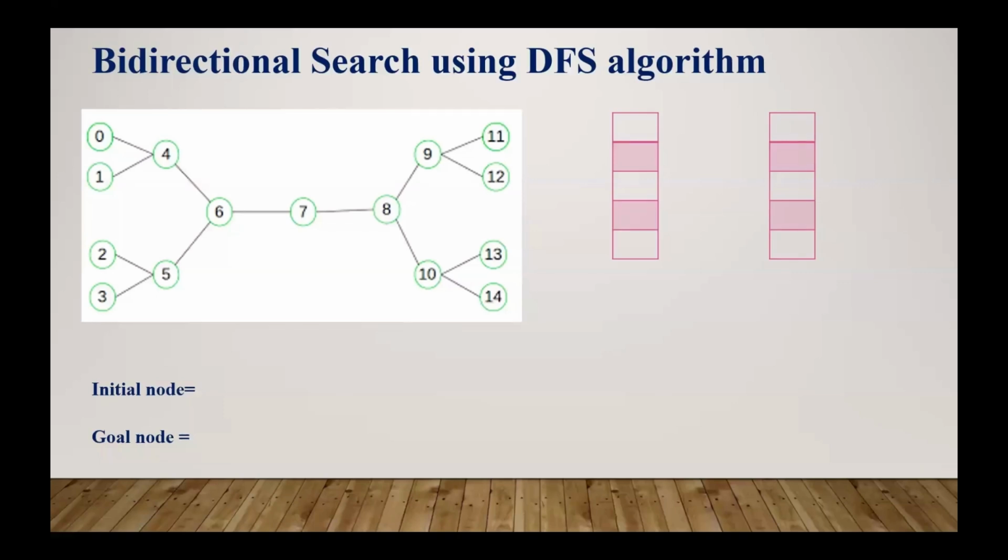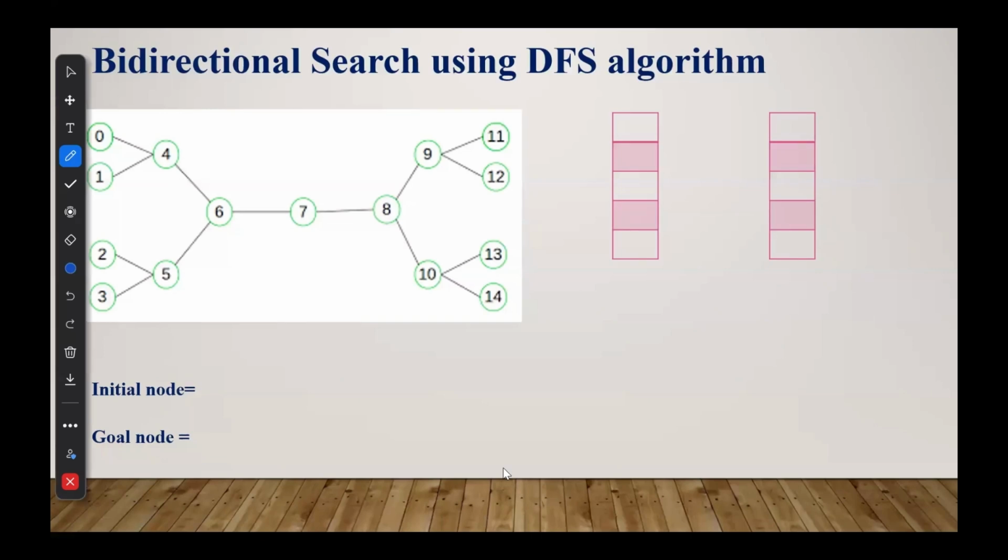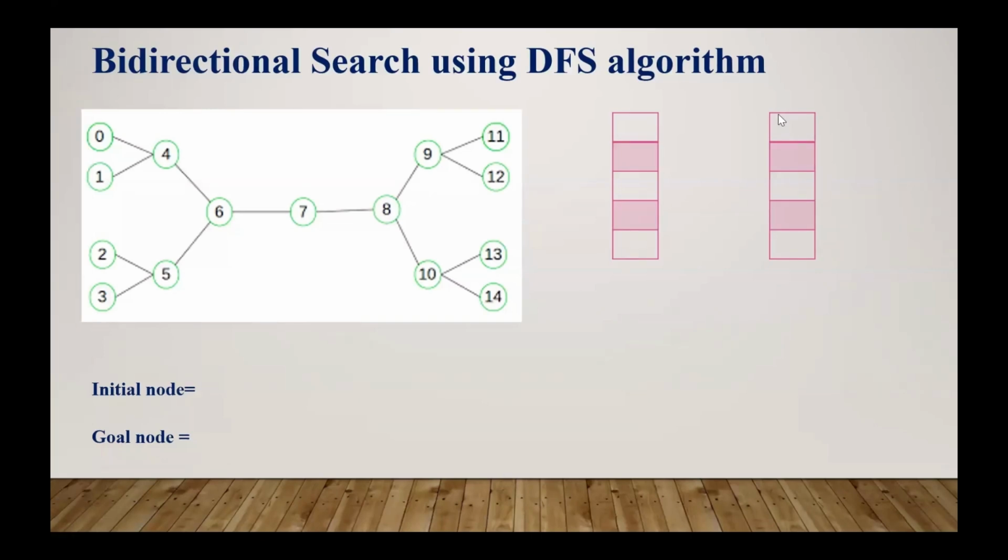Now let us understand how the searching algorithm is going to be implemented. We require two stacks. For example, this is one stack, and this is another stack. Why do we require two stacks? One stack is for the forward search, and the other is for the backward search. For example, our initial node is 0 and the goal node is 14. So this is our initial node, this is our goal node. Right now it will traverse in the forward direction and the backward direction.